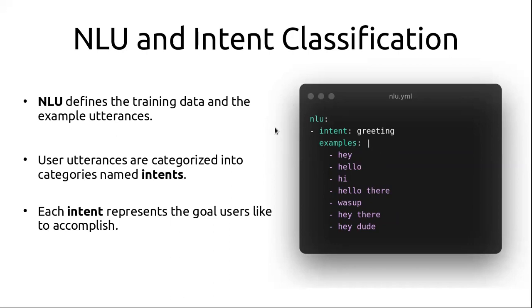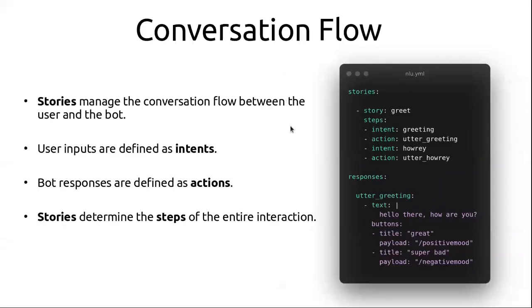Another top level key in training data is called stories. And stories in general create the conversation flow between the user and the bot. They also create the steps of the entire interaction. You can see here the stories top level key and the first story, but stories can have many stories and each story has steps. And steps here define intent, action, and so on.